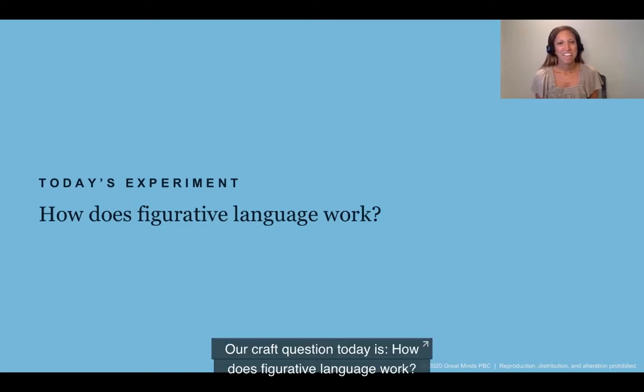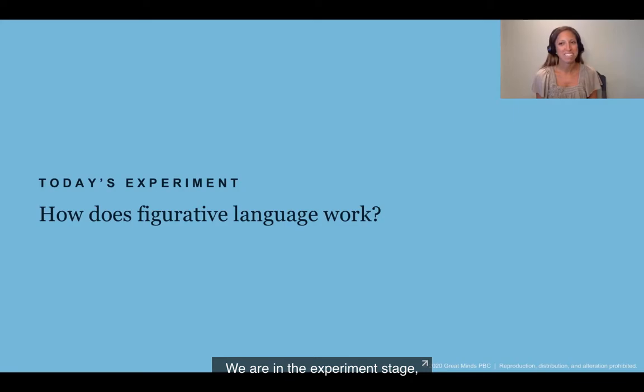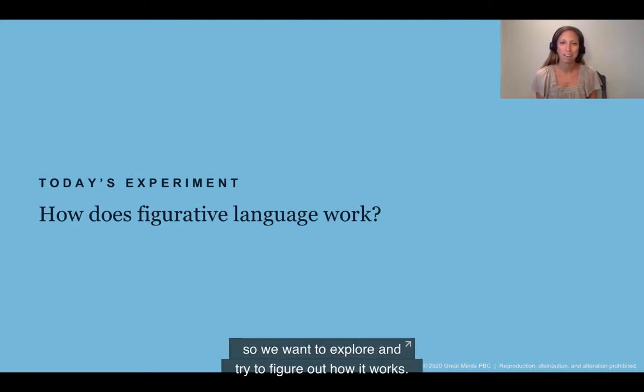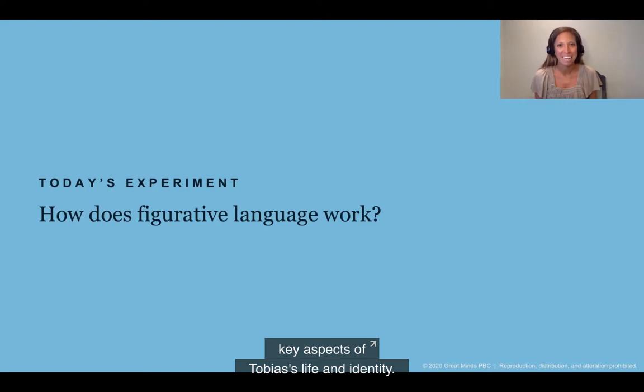Our craft question today is, how does figurative language work? We are in the experiment stage, so we want to explore and try to figure out how it works. Remember the poems you wrote in our last lesson? Figurative language is not just for poems. We can use it to convey ideas in an engaging manner. Today, we will write examples of figurative language that describe key aspects of Tobias's life and identity. This will help you better understand Tobias as a character in our book, Castle Diary.